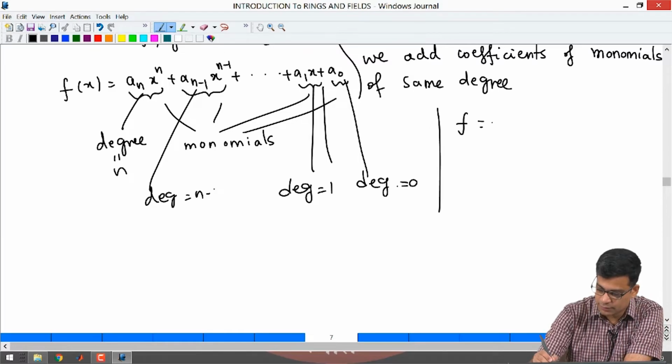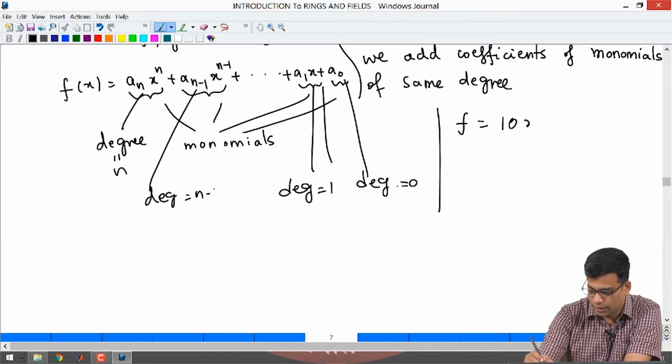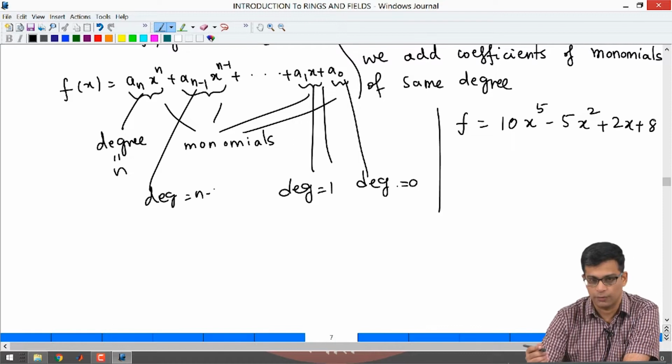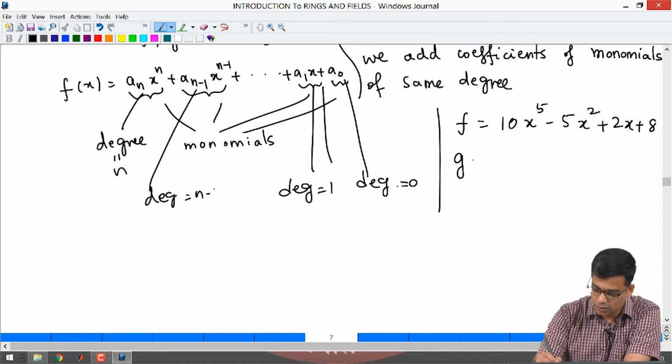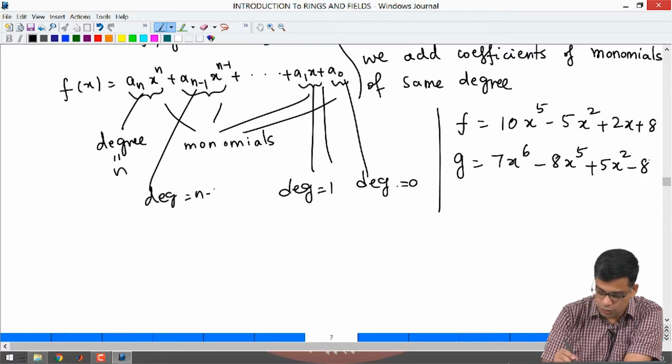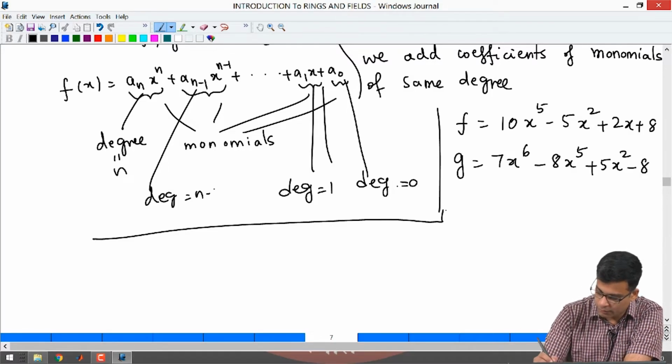Let us say f is 10x^5 minus 5x^2 plus 2x plus 8. You can think of this as a polynomial with integer coefficients, and let us say g is 7x^6 minus 8x^5 plus 5x^2 minus 8. So, what would be f plus g?